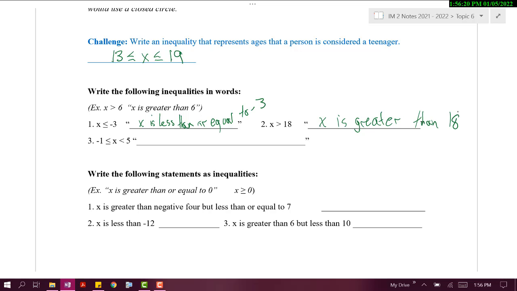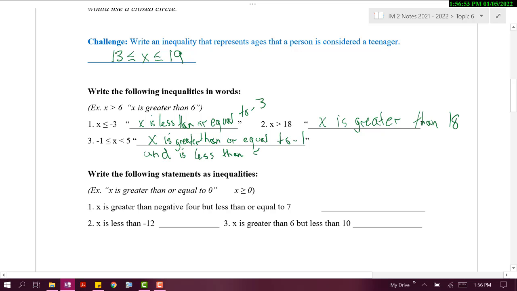And then the last one, x is less than or equal to -1. That'd be x is greater than, because they kind of flipped it around, -1, and is less than 5. Not less than or equal to, because it doesn't have the line underneath.